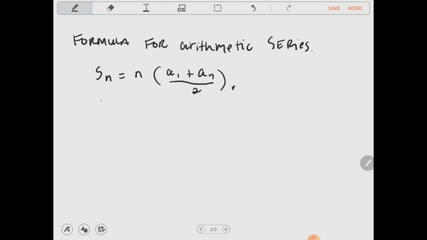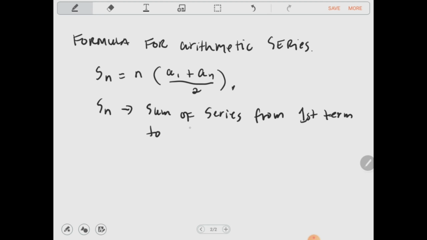So now let's have the formula for arithmetic series, because we have a formula for this. We cannot afford to add everything manually, so we have the formula. We have S sub n is equal to n times the quantity of a sub 1 plus a sub n, all over 2.